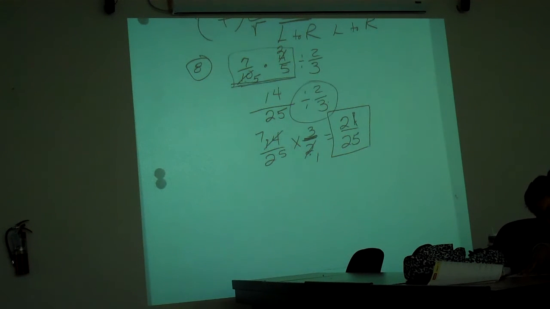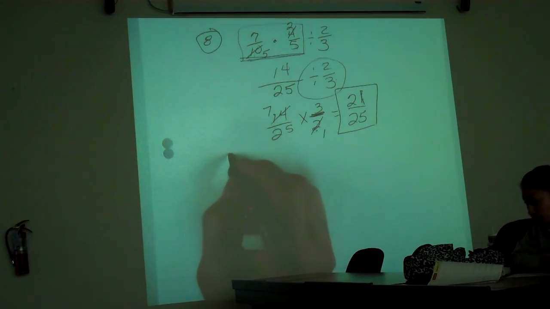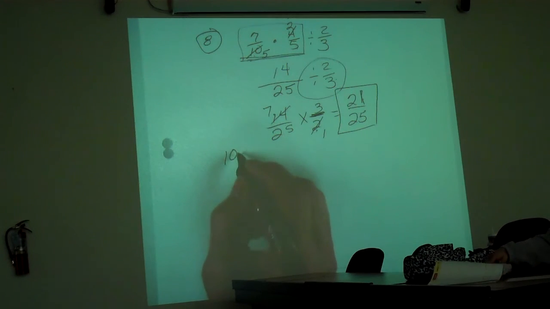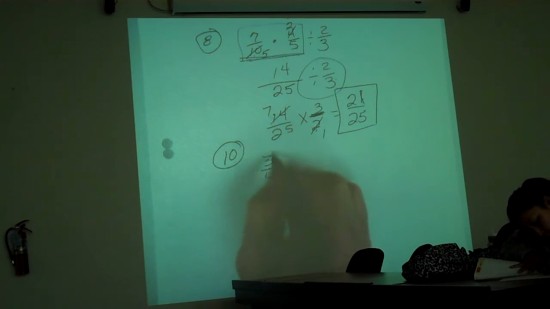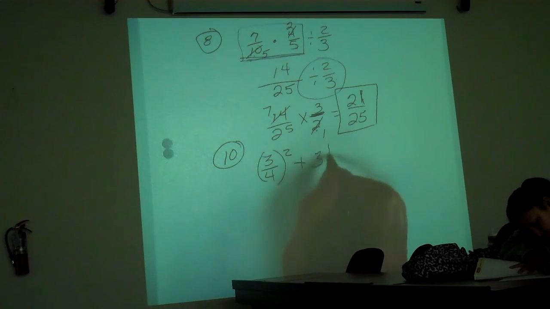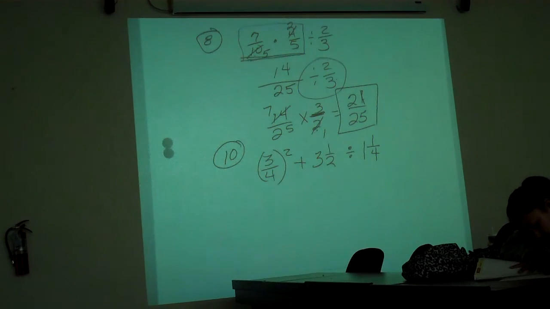Okay, now let's do some where we have to kind of use the order of operations. Let's do number 10. So it should be kind of like number 9. Number 10, (3/4)² plus 3 1/2 divided by 1 1/4. Okay, parentheses.